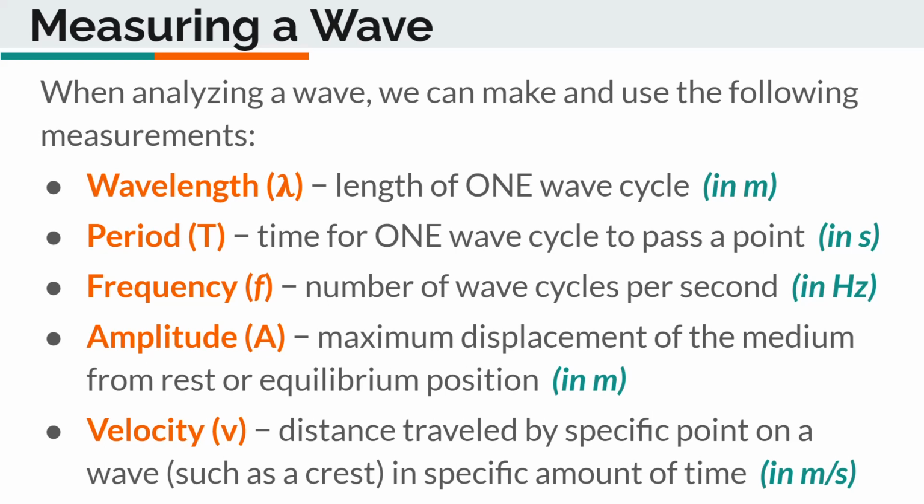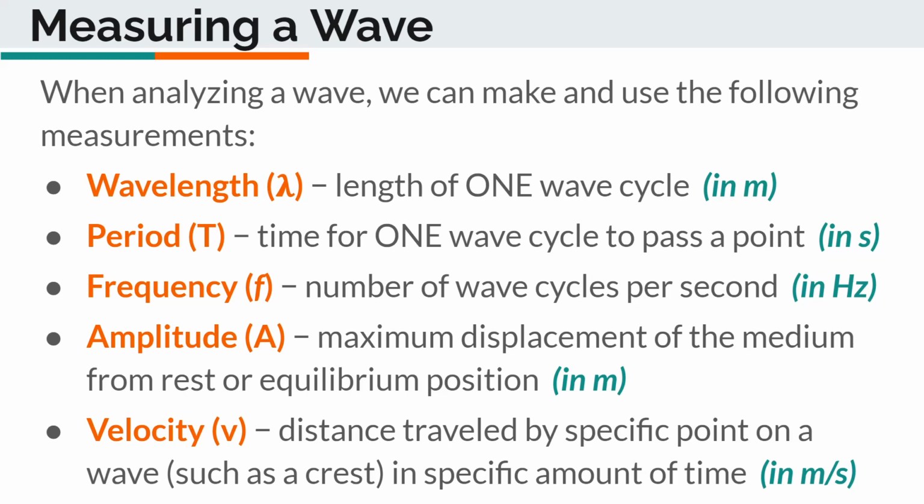Wavelength is represented by the Greek letter lambda. It's the length of a wave. We did that one in our warm-up, and we typically measure it in meters unless the question tells you to do otherwise. Period is the time for one wave cycle to pass a point, and it is measured in seconds. It's the time for one wave.